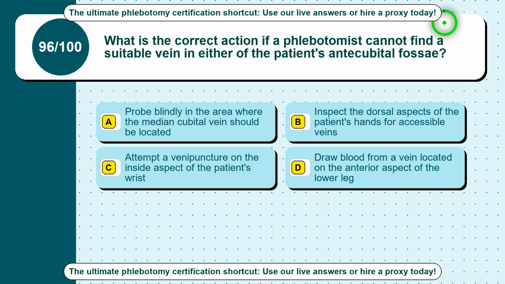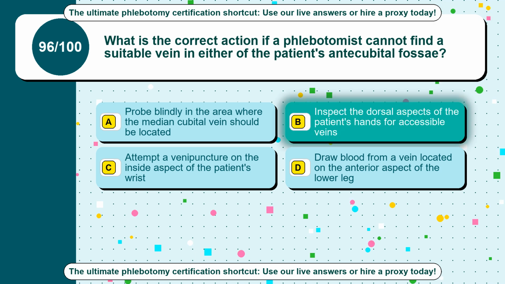Question 96. What is the correct action if a phlebotomist cannot find a suitable vein in either of the patient's antecubital fossae? Option A, probe blindly in the area where the median cubital vein should be located. Option B, inspect the dorsal aspects of the patient's hands for accessible veins. Option C, attempt a venipuncture on the inside aspect of the patient's wrist. Option D, draw blood from a vein located on the anterior aspect of the lower leg.